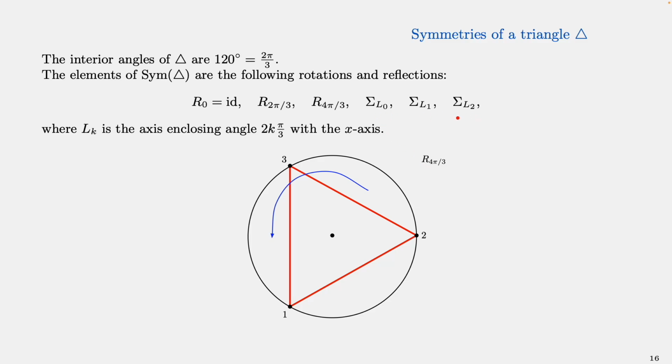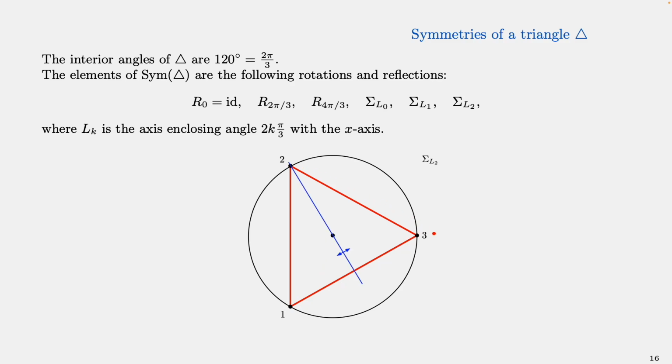Then we have reflections, sigma L0, L1, and L2, where Lk is the axis enclosing the angle 2k times pi over 3 with this x-axis here. So sigma L0, it's angle 0 with the x-axis, so it's just a reflection across the x-axis that fixes point 1 but exchanges the points 2 and 3. Next we have the reflection by angle 2 pi over 3. That would be this axis here, the blue one. That one fixes point 3 because it's right on the axis, and it switches the points 1 and 2 of the triangle.